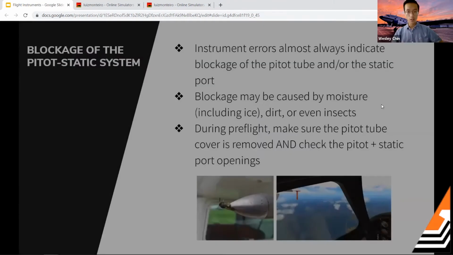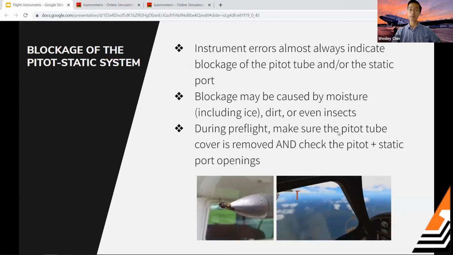Cool. So let's also talk about blockage of the system. This is definitely something that will come up when you're studying for your private check ride. Good to know as well. So whenever you have errors with these instruments, this is almost always going to indicate blockage of the pitot tube and/or the static port, obviously. A couple of different reasons for blockage, right? It could be moisture, water, ice, like we talked about, dirt, or insects. So like over here, this pitot tube, there is a wasp hanging out in the opening over there. So too bad for you.